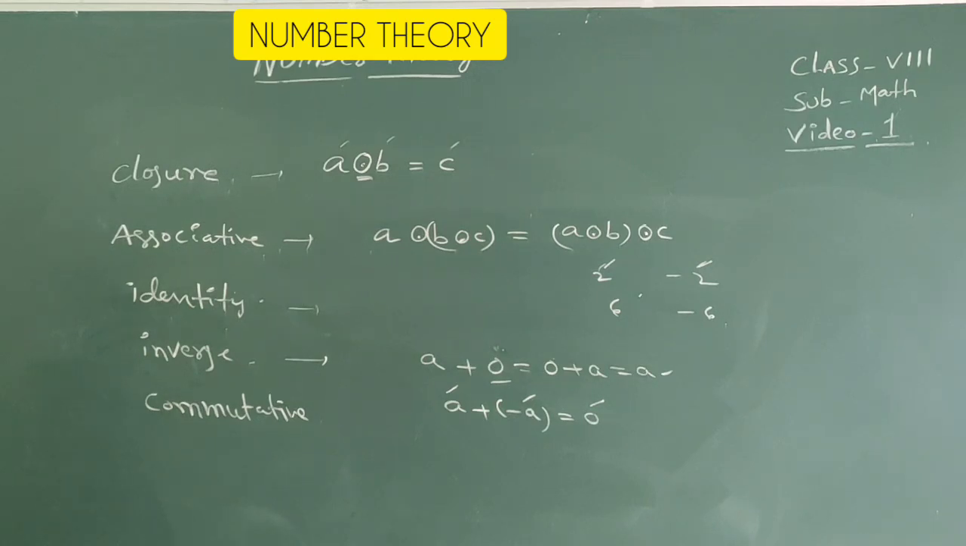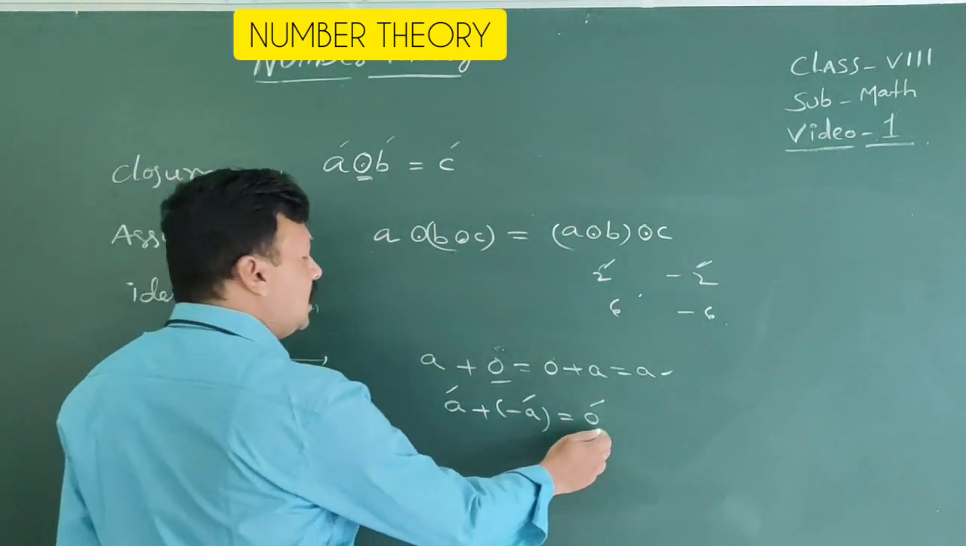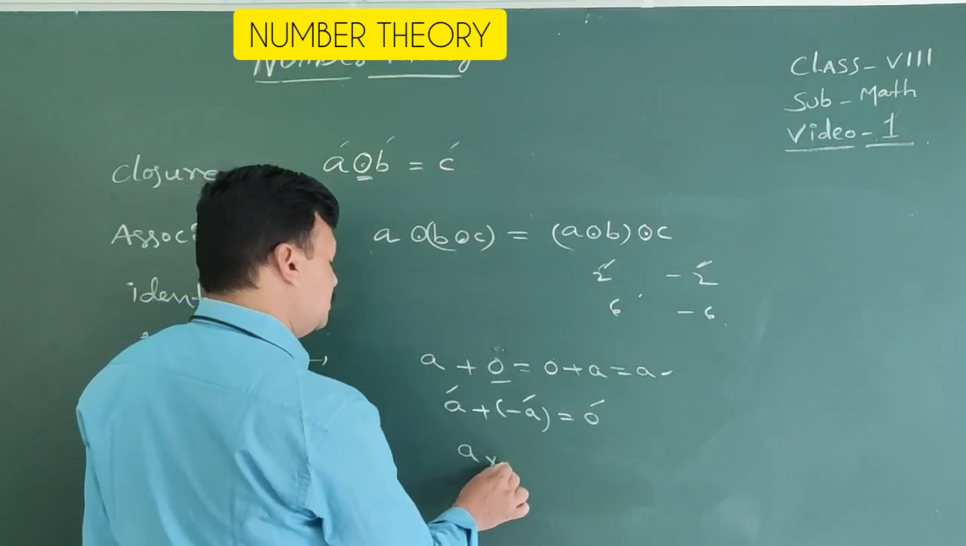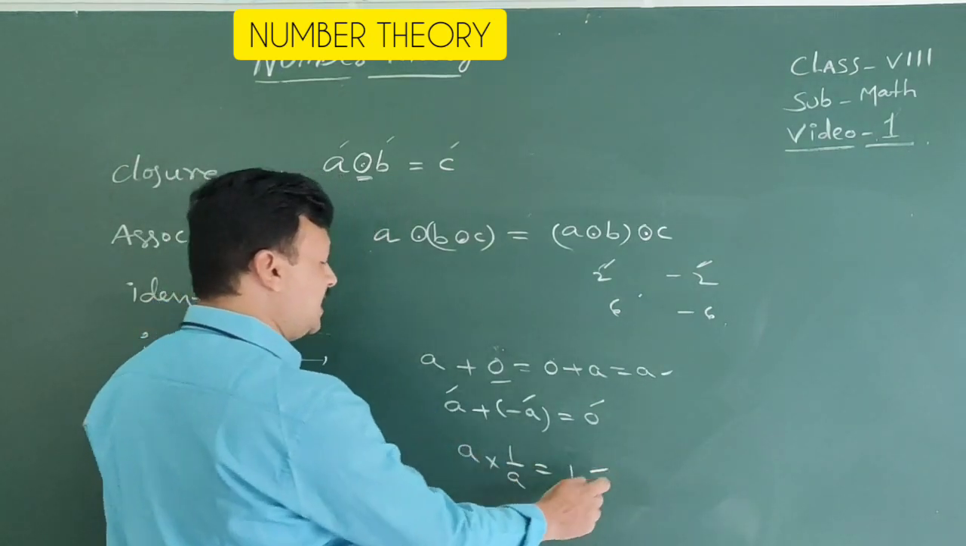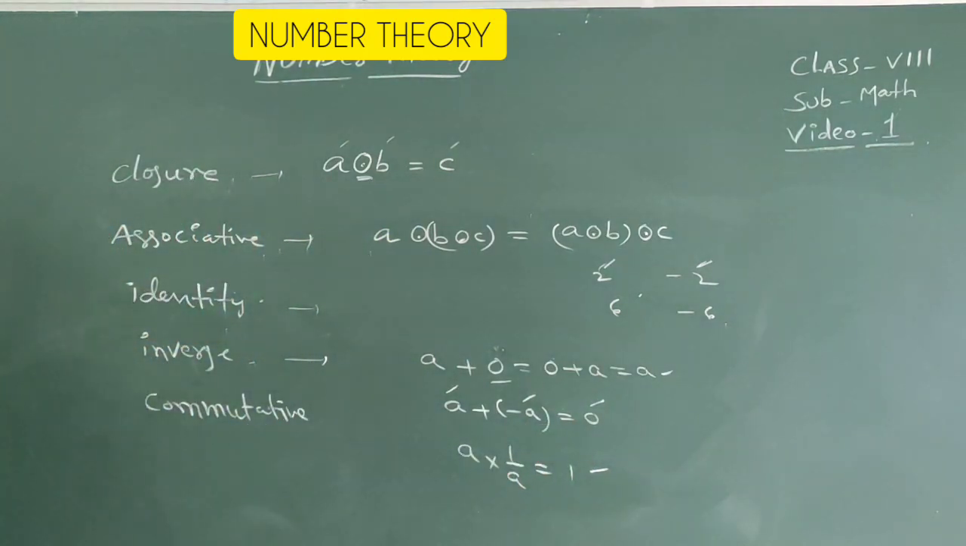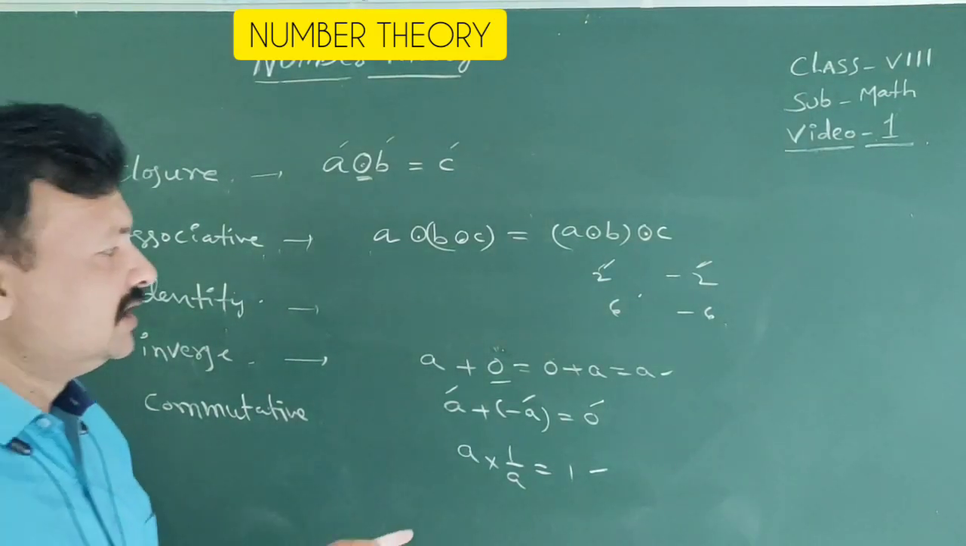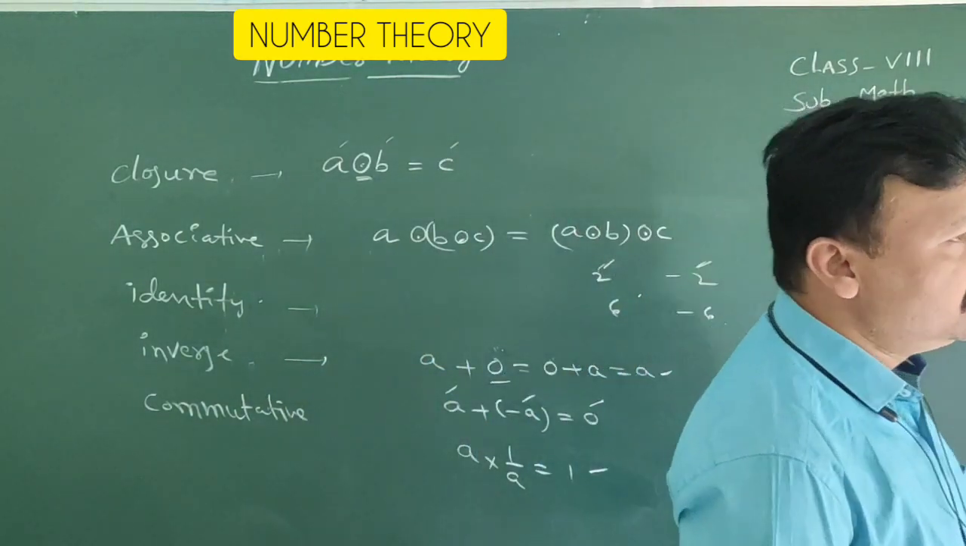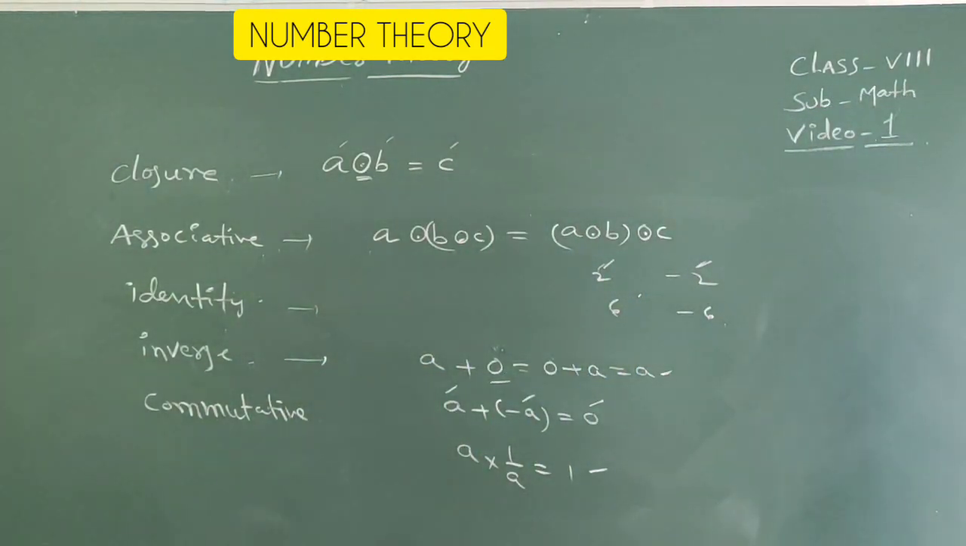But with respect to multiplication, what is the inverse element? A into 1 by A equals 1. Because 1 is the multiplicative identity and 0 is the additive identity. For getting the additive inverse, we want 0. For getting the multiplicative inverse, we want 1. The multiplicative inverse is nothing but the reciprocal, which means there is no change in its sign. Additive inverse means there is a change in sign: plus becomes minus, minus becomes plus. Whatever the number may be, if it is plus, we need to change it into minus.